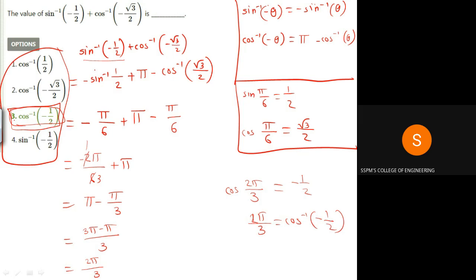All the other values you can calculate, those are wrong. This is the correct value. In such a way you have to find the values. But you should remember this value. There is a difference while solving this. Sine inverse of minus theta is simply minus sine inverse theta. So cos inverse of minus theta is pi minus cos inverse theta. The pi is the extra value here that you should remember.